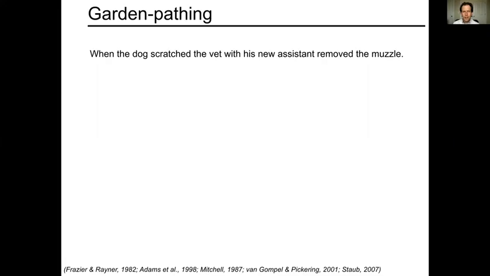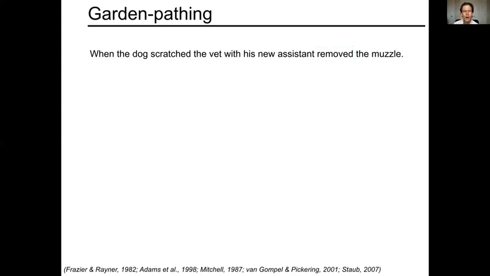The other kind of incremental syntactic processing effect that we'll look at today is garden pathing, which you're already familiar with from previously in the semester. To review, here's an example of a garden pathing sentence. When the dog scratched the vet with his new assistant, removed the muzzle. Now, you saw this sentence once before earlier in the semester, but you still may have the same subjective experience that you had earlier on, which was that this sentence is surprising and difficult to understand at a very particular point. And probably for you, it was at the word removed.